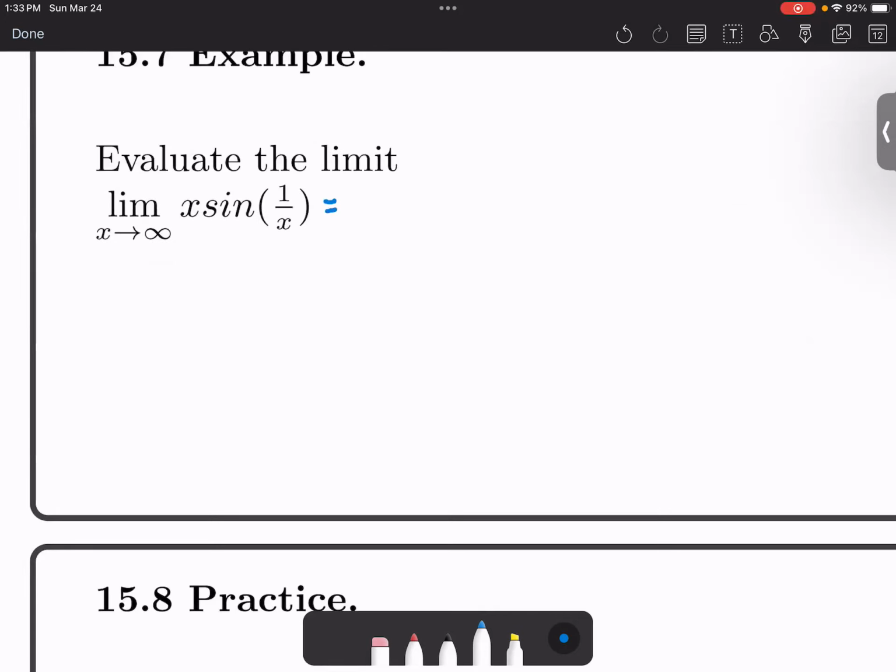If we just tried direct substitution like we should always try, we would have an infinity right there for that x, and then the sine value at 1 divided by infinity. As x goes to infinity, then 1 divided by x is going to go to 0, and the sine value at 0 is a 0. So we have infinity times 0. That's not an indeterminate form that we can recognize, but we can rearrange this.